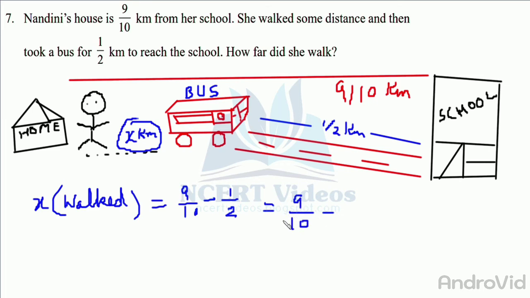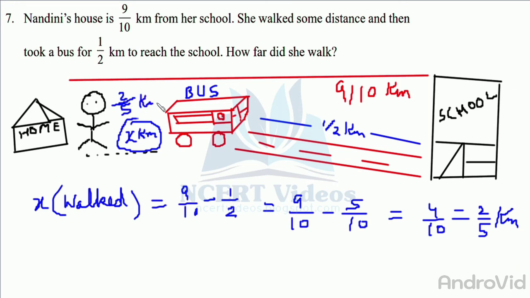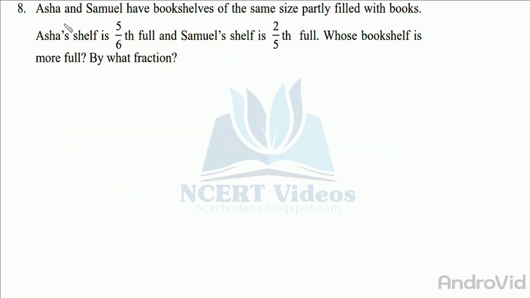So 9/10 minus, multiplying the other fraction by 5, 5/10, gives you 4/10. For the reducible, yes, 2/5 kilometer she walks. That is x equals 2/5 kilometer. So that's how we do such kinds of problems.